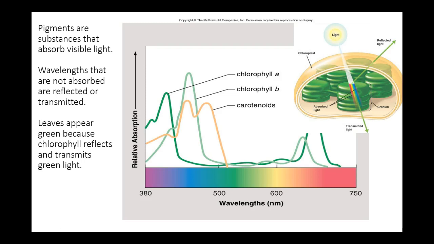And so this is the answer to the question that you probably asked when you were in grade school somewhere: leaves appear green because chlorophyll reflects and transmits the green light. So it reflects it, I guess the way we always explain it to children is reflects it back. So that's why we see the green.